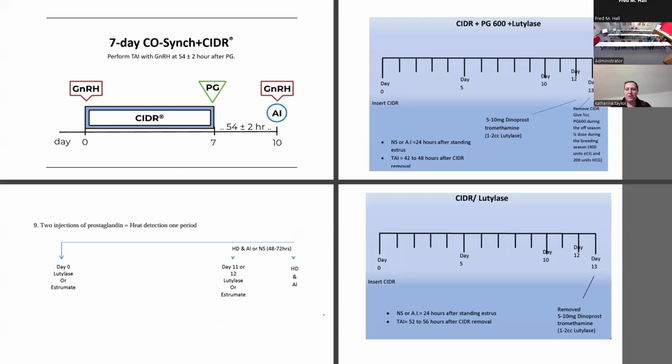Or we have ones with PG600, which become a little more intensive, or we can have them as simple as 2 shots of prostaglandin. You give her the shot of Lutalyse, like I said before, and about 60 to 80% will respond on that first cycle. Then you wait 10 days and give a second shot of Lutalyse. This will sync up the majority of your group, and then you AI off that second heat.